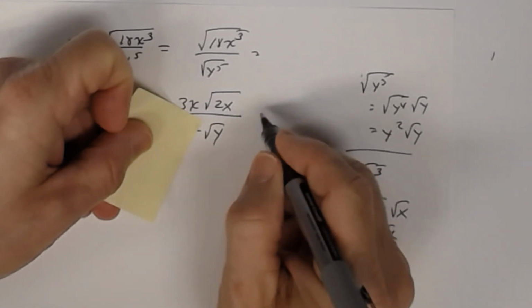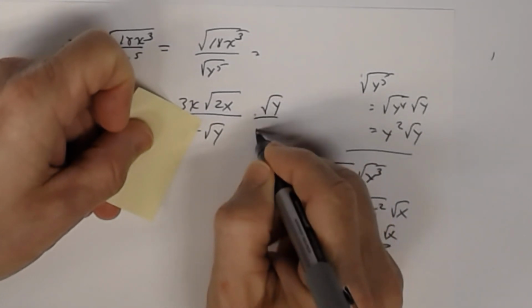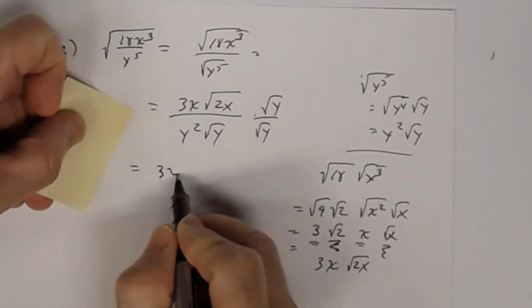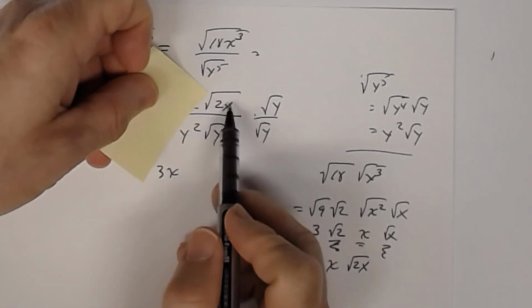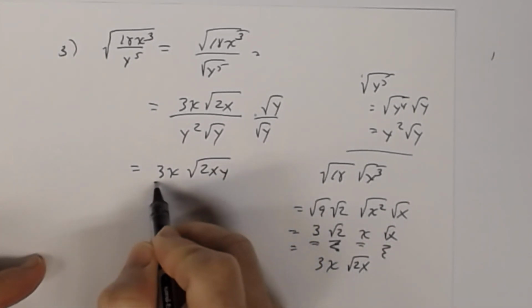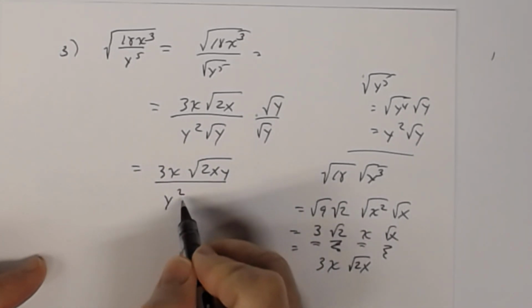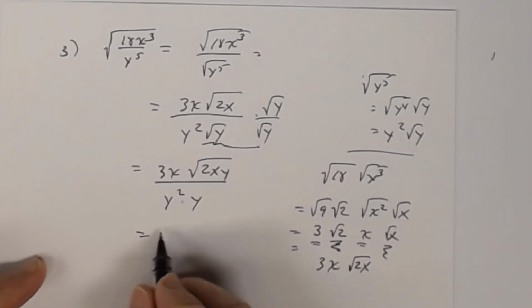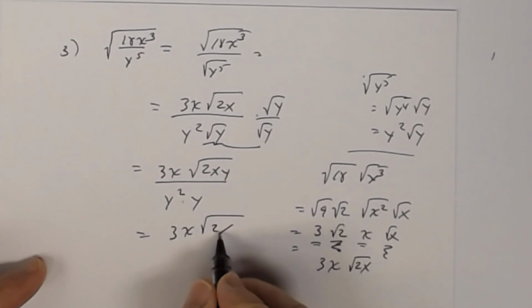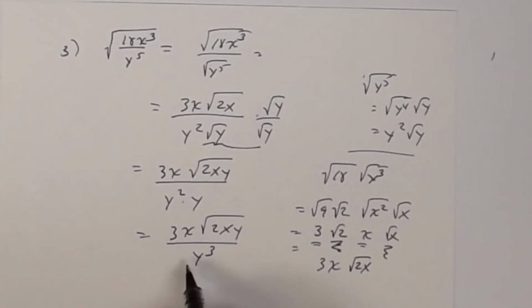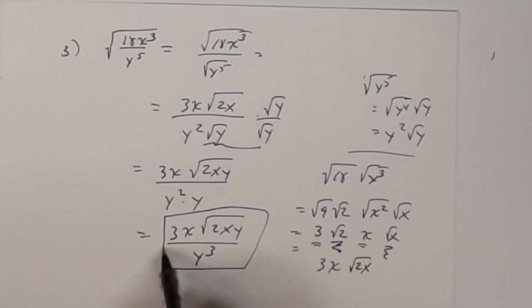And so I'm going to multiply both numerator and denominator by the square root of y. And so this becomes 3x. Now remember, the square root of 2x times y is the square root of 2xy divided by y squared. And then the square root of y times square root of y is y. So I get 3x square root of 2xy divided by y cubed. And there's nothing you can simplify, so you're done. All right, so that's number 3.